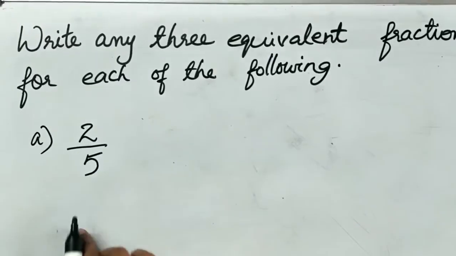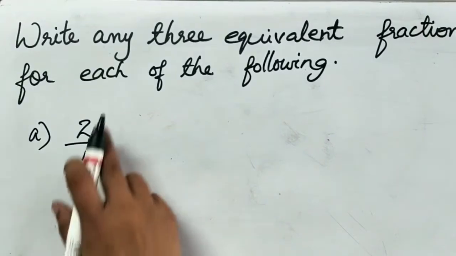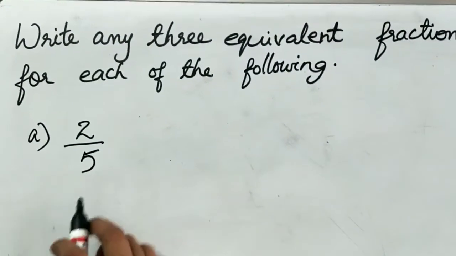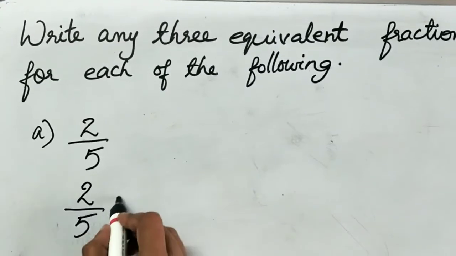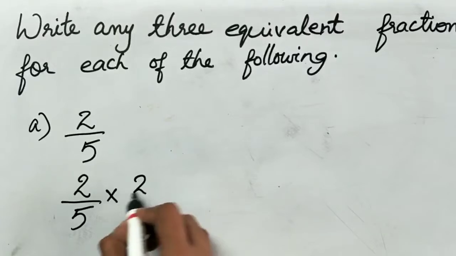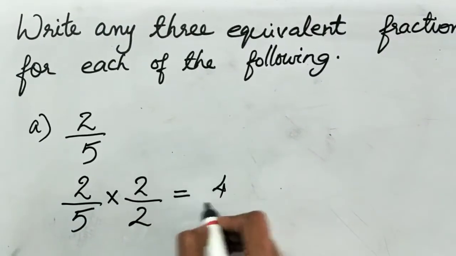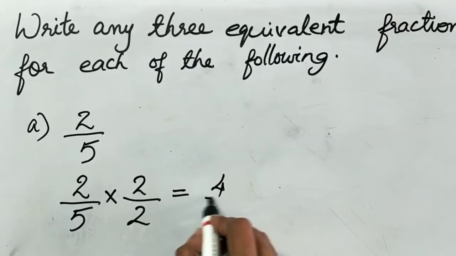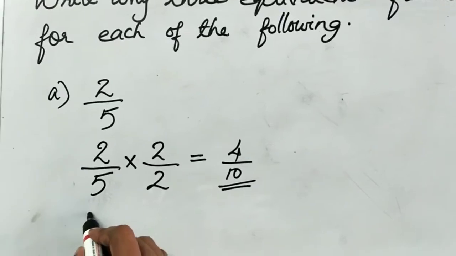Next, some questions. Write any 3 equivalent fractions for each of the following. First, 2 by 5. To find the equivalent fractions for a given fraction, we have to multiply the numerator and the denominator with the same number. Let us write 3 equivalent fractions for 2 by 5. First, 2 by 5 into 2 by 2. 2 into 2, 4. 5 into 2, 10. 4 by 10.